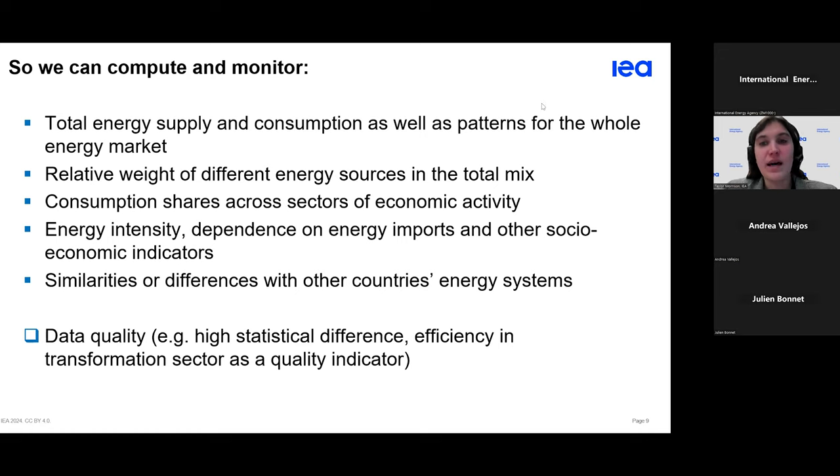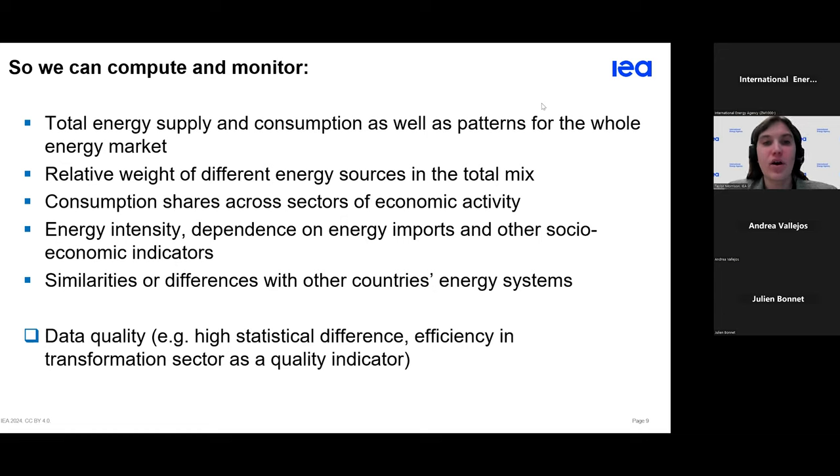And then if countries' energy balances use the same methodology, this allows us to compare countries and see how they are evolving, and also aggregate countries into regions to see how that region is evolving. So this is some of the key work that the IEA does. But in order to do this, we need to ensure that countries are using comparable energy balances.